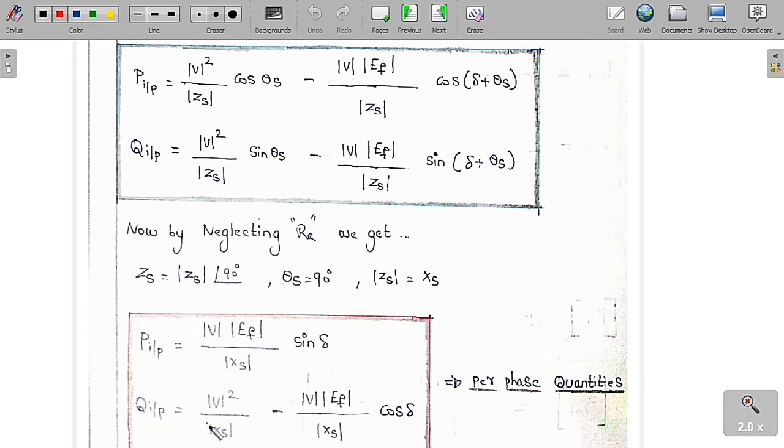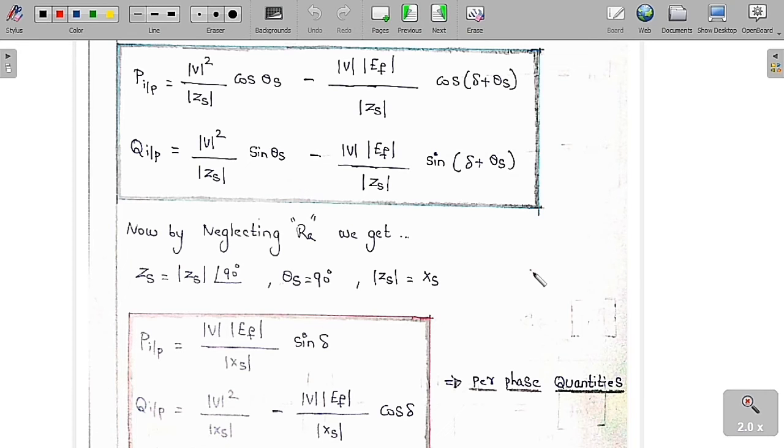So this is a very important point that you always need to keep in mind: whenever RA is not equal to 0, the perfect active input power is not equal to the perfect active output power. Similarly, the perfect reactive output power is not equal to the perfect reactive input power. If RA is equal to 0, then the perfect active input power is equal to the perfect active output power, and the perfect reactive input power is not equal to the perfect reactive output power. So these are the things that you always need to keep in mind.